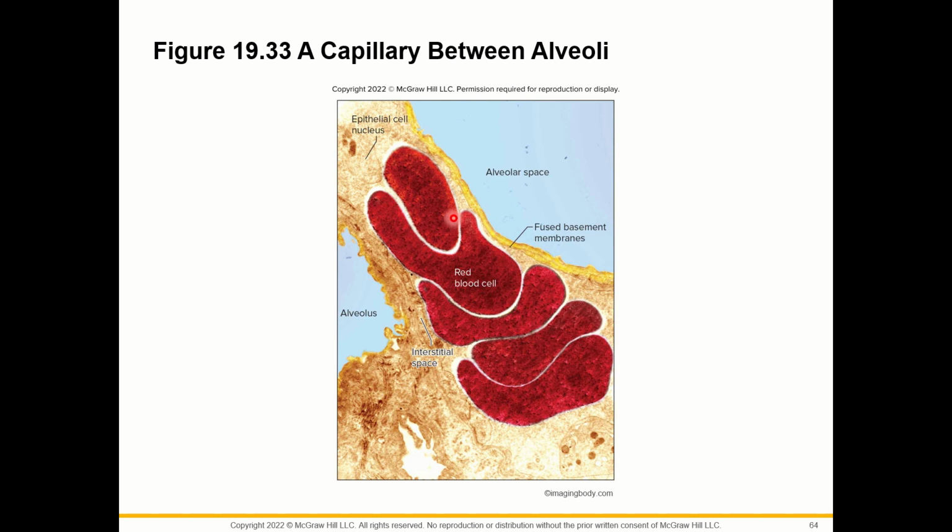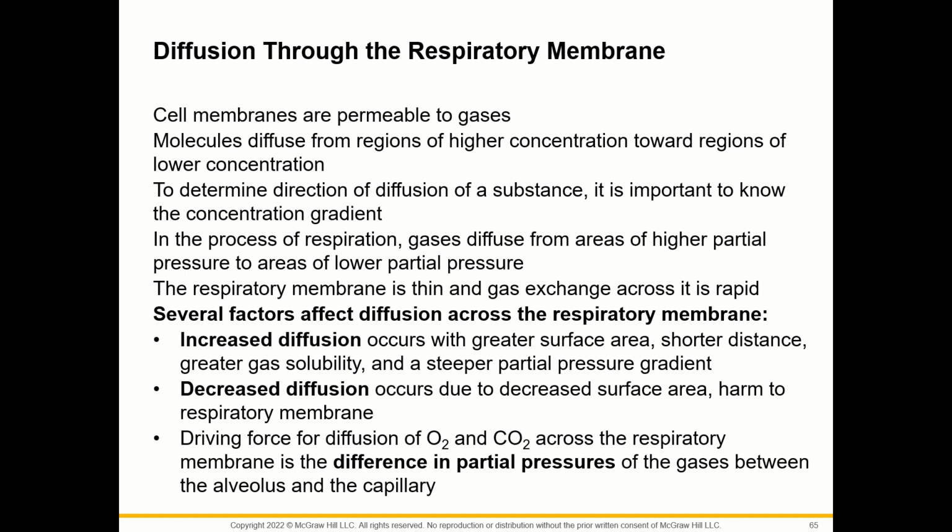Here's showing the red blood cells moving through the capillaries. Remember, only one blood cell can move through a capillary at a time. Ooh, you don't want any blood clots. We'll probably talk about that here in a little bit, like a pulmonary embolism. All right, diffusion through the respiratory membrane.